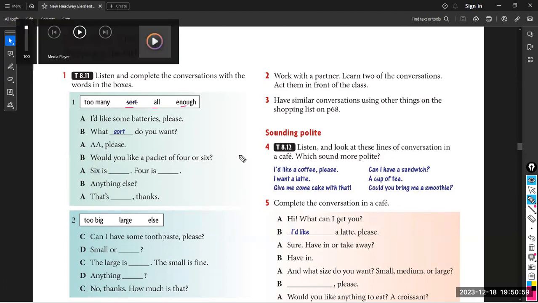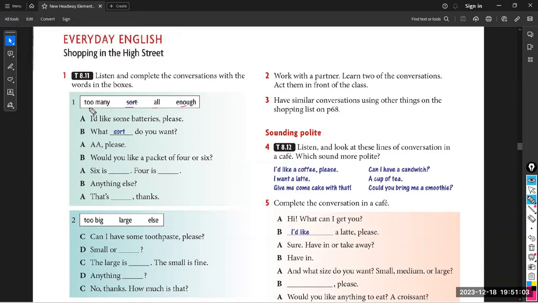So? Too many. Too many. Exactly. Enough. 6 is too many. 4 is enough. That's all. So guys, let me remind you, because 6 is countable, I have to say too many. If the noun is uncountable, I have to use what? Too much. Too much. Thank you. So please don't forget that.